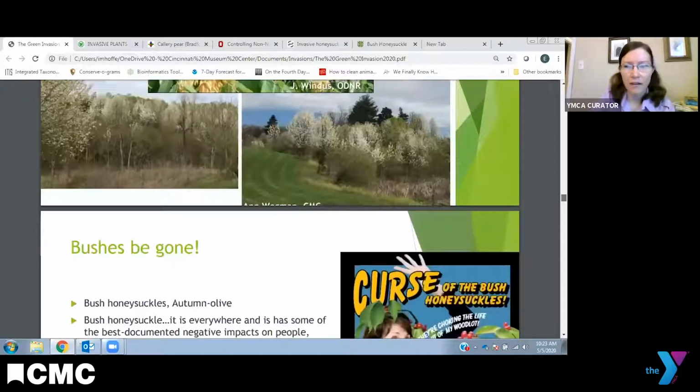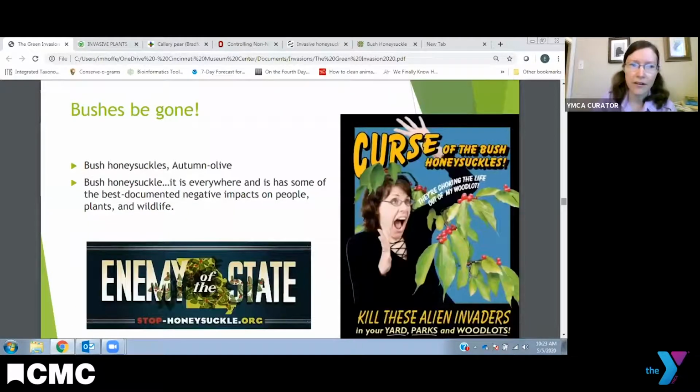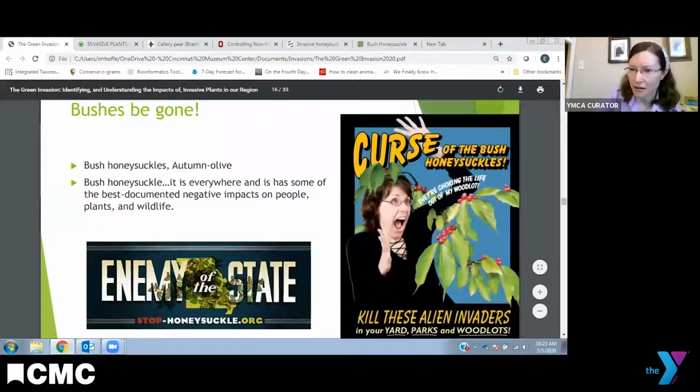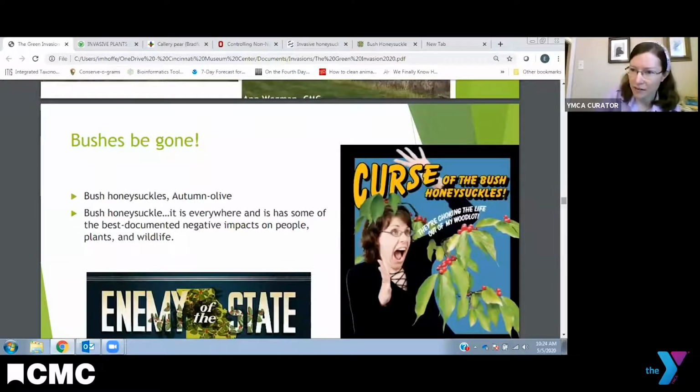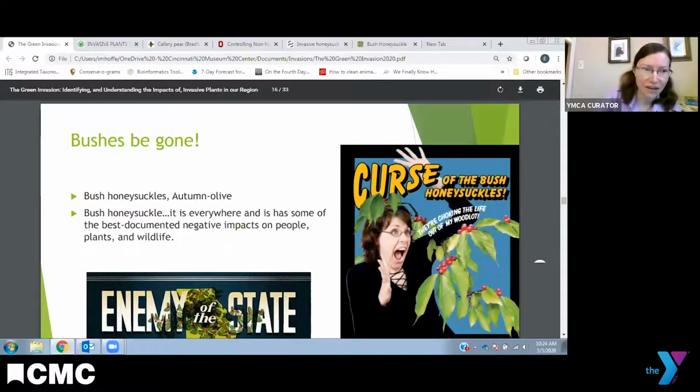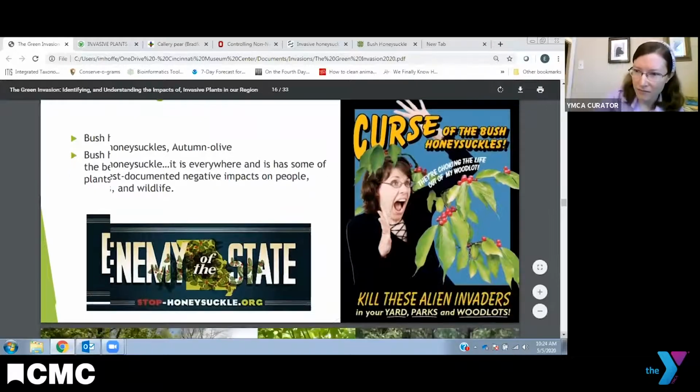All right, everyone's favorite, the bush honeysuckle. Bushes be gone. This is a hilarious little poster that Missouri has produced, and down here you have a bumper sticker. See if I can move this so you can see it. Okay, so this is a pamphlet that Missouri put out. The curse of the bush honeysuckles. They're choking the life out of my woodlot.